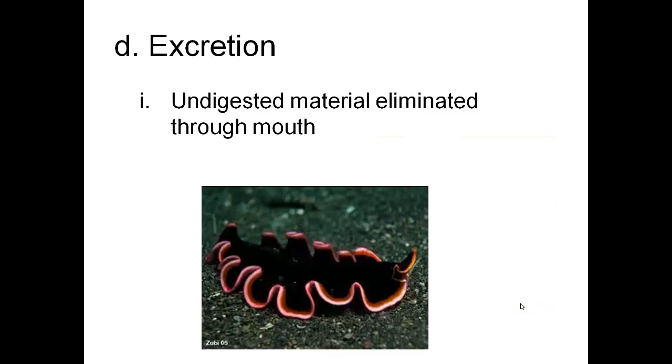Excretion: just like we had with the Cnidarians, they only have one opening, whereas we have a system where things come in one side and go out the other. Earthworms, things go in one side and out the other. Flatworms only have a mouth, so anything that is undigested comes back out the mouth.